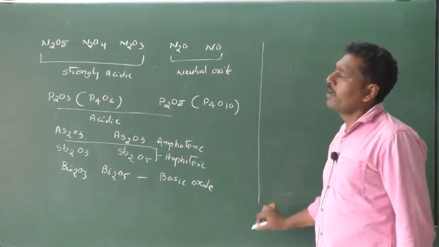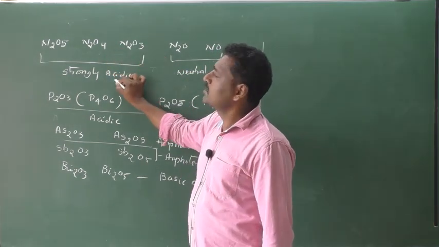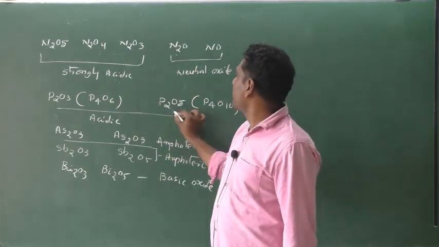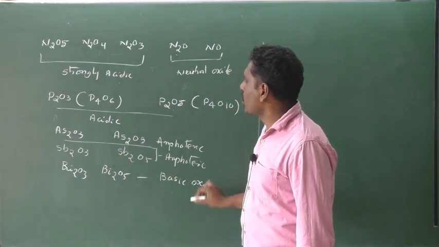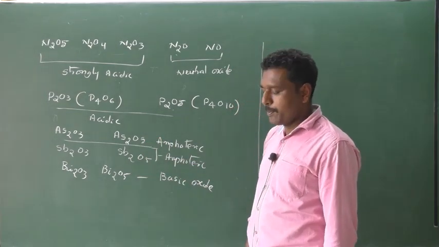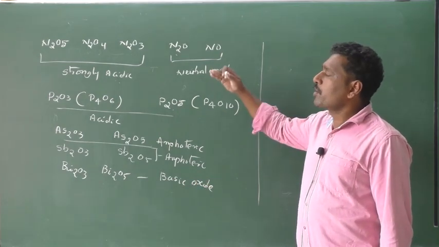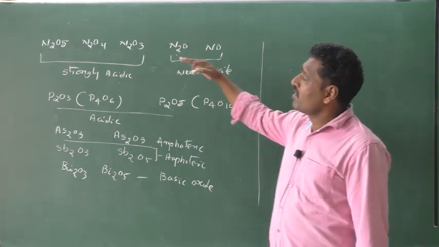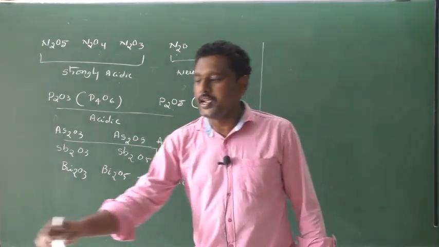So simply, N2O5, N2O4, N2O3 are strongly acidic. N2O and NO are neutral oxides. P2O3 and P2O5 are acidic oxides. As2O3, As2O5, Sb2O3 and Sb2O5 are amphoteric oxides. Bi2O3 and Bi2O5 are basic oxides. So when you observe from top to bottom, acidic nature gradually decreases, basic nature gradually increases.